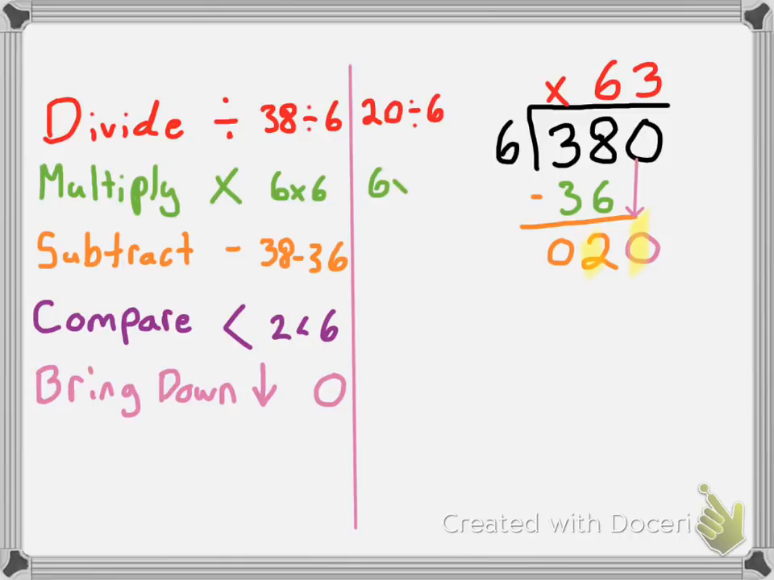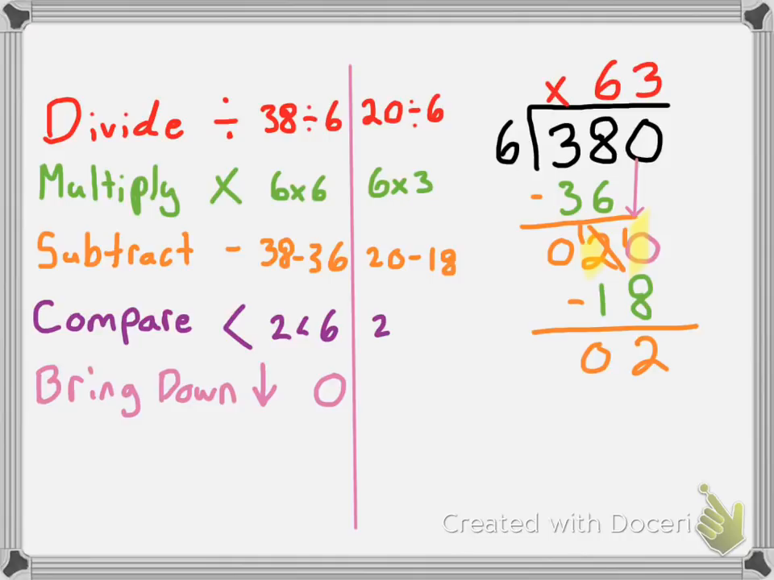6 times 3, 18. Then subtract 20 minus 18. I'm going to have to borrow, so the 2 becomes a 1, and regroup to make 10. 10 minus 8 is 2, and 1 minus 1 is 0.